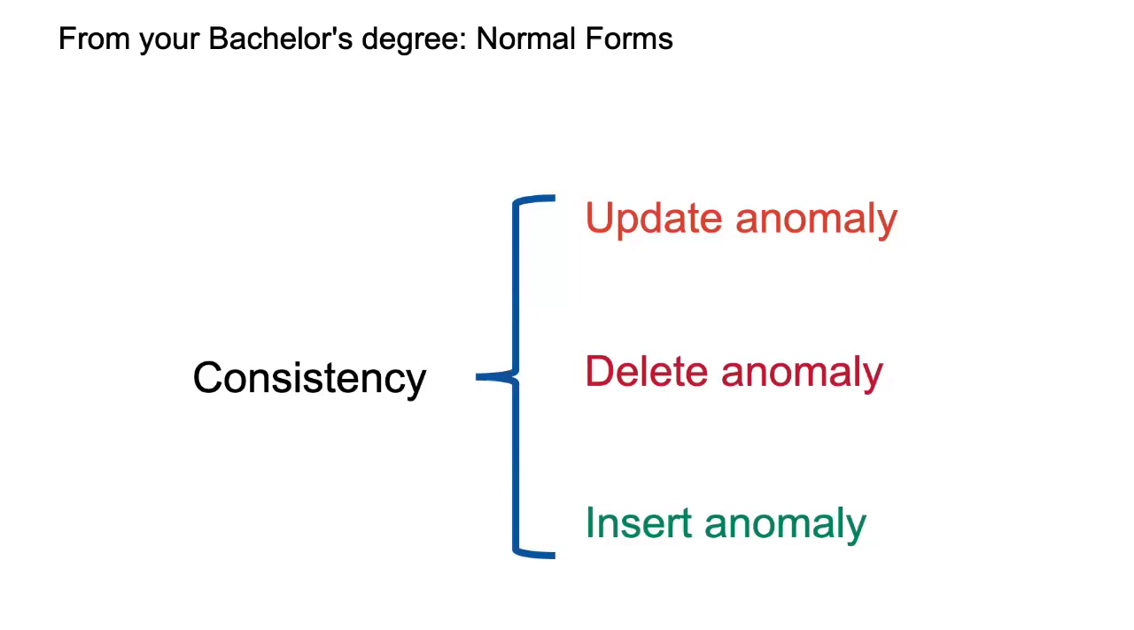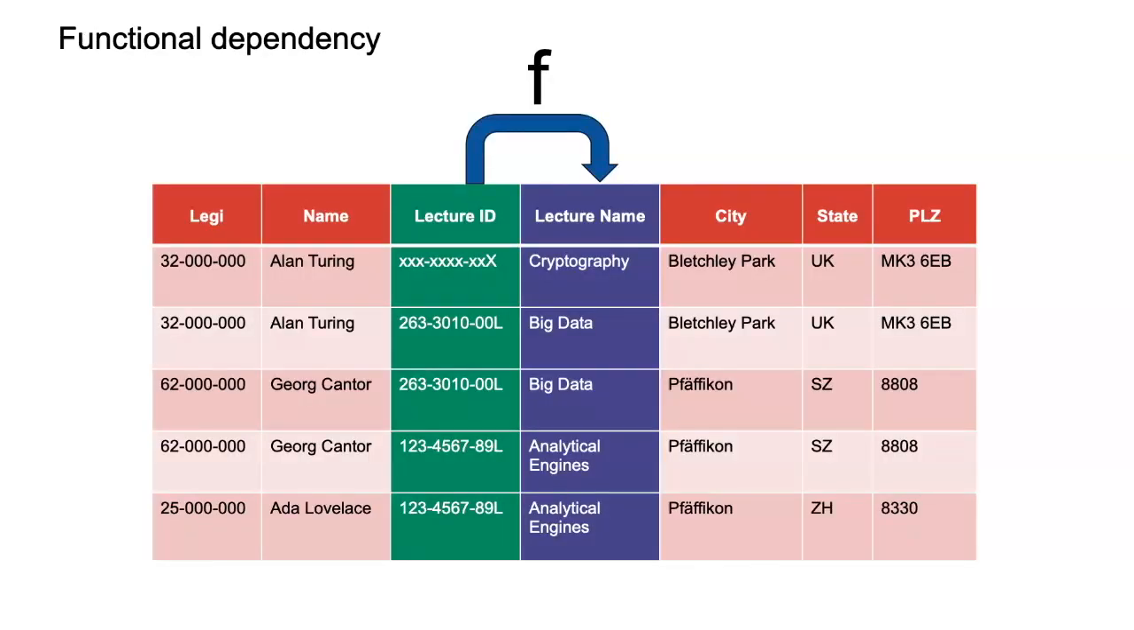These are called anomalies, right? So you can have update anomalies, delete anomalies, insert anomalies. The summary of that is basically that if you store your data multiple times and you update it, you might forget to update it everywhere it's duplicated. And then you run into an update anomaly.